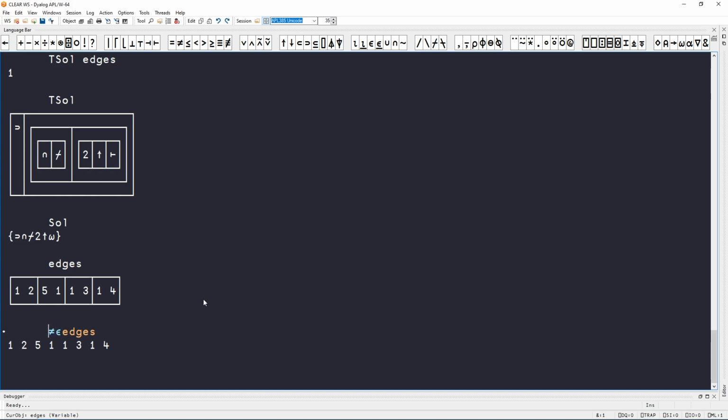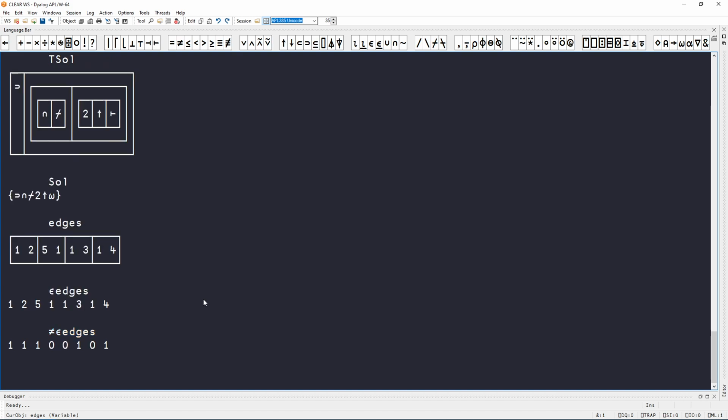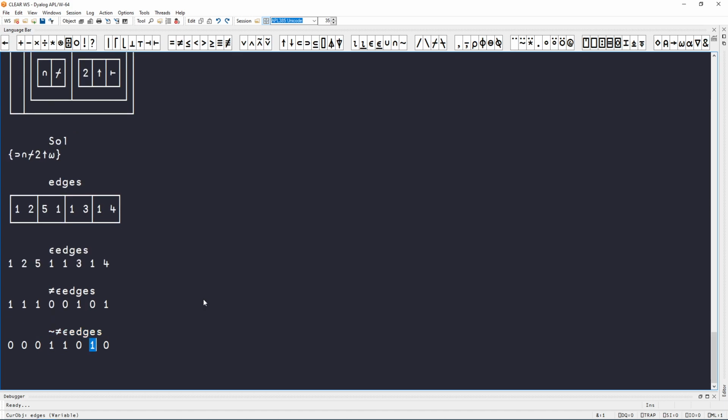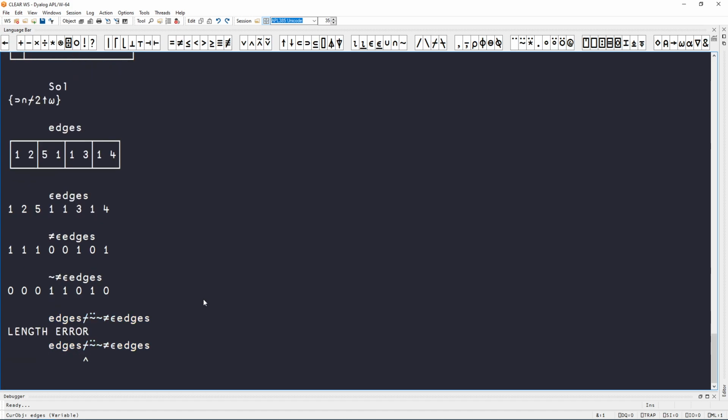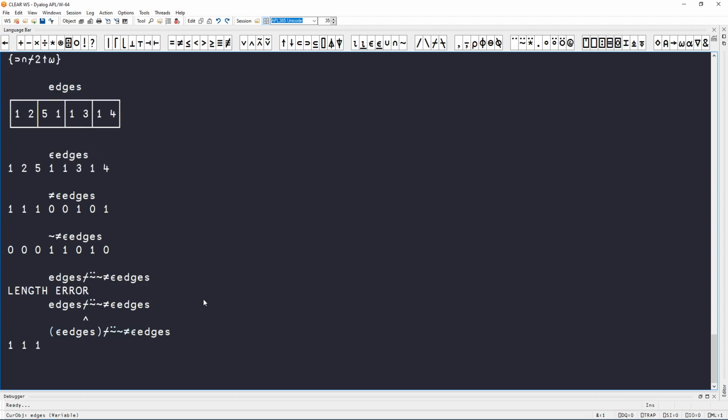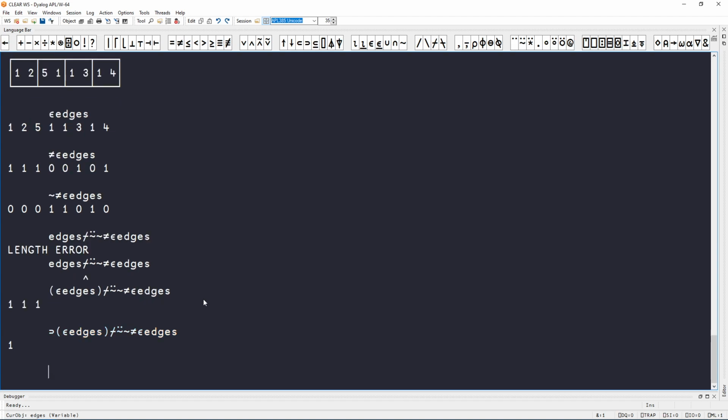But in 18.0 we get this monadic not equals, which is a unique sieve. So this gives me the positions of unique numbers. So the zeros correspond to numbers that showed up repeated. So if I negate that, now I know these numbers are repeated. And so what I can do is compress the edges with that information. Right, it needs to be flattened, sorry about that. Then I can compress the information of the nodes, and then I just pick one of them, because they're all going to be the same.